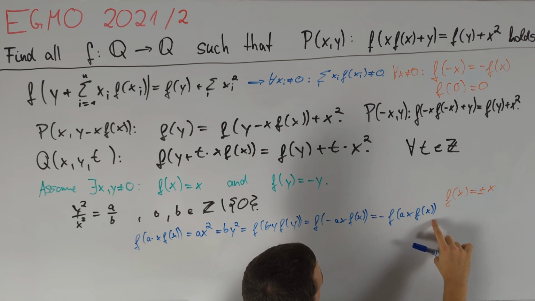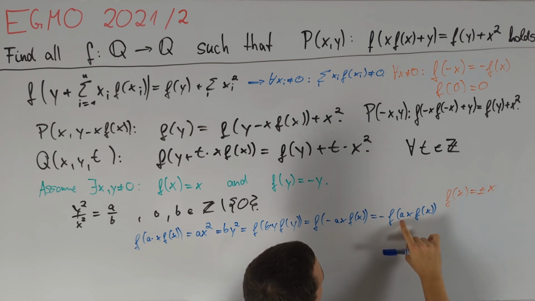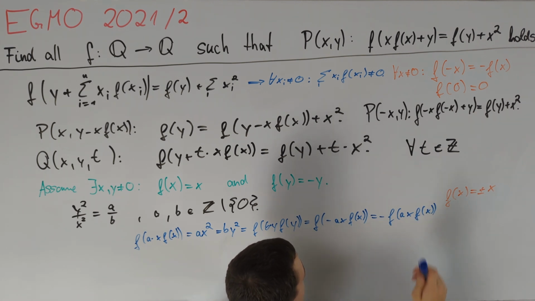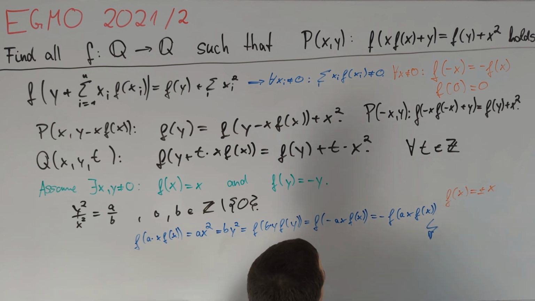This is equal to negative f of a x f of x, and therefore we can conclude that f of a x f of x is equal to 0, but we know that f of x is plus or minus x, and so a times x f of x equals 0. This is clearly a contradiction, since a is not equal to 0, and f of x equals x, and this is also not equal to 0, and so our assumption was false.